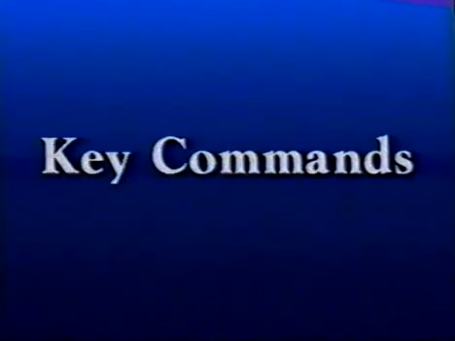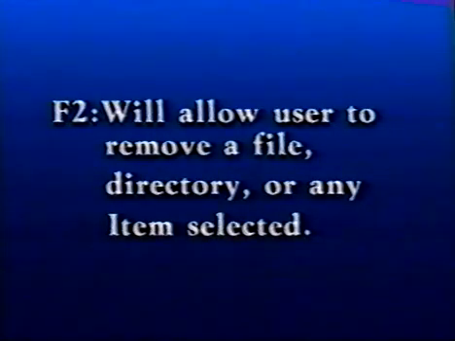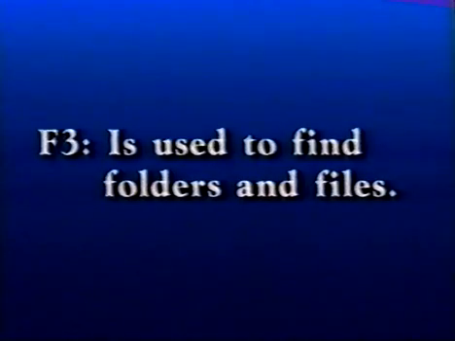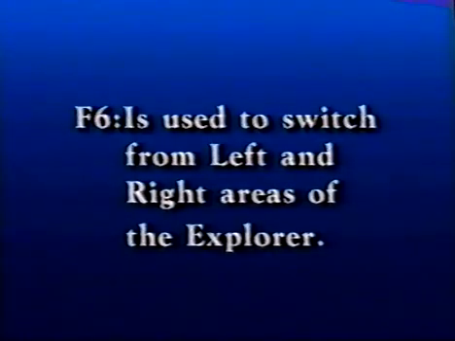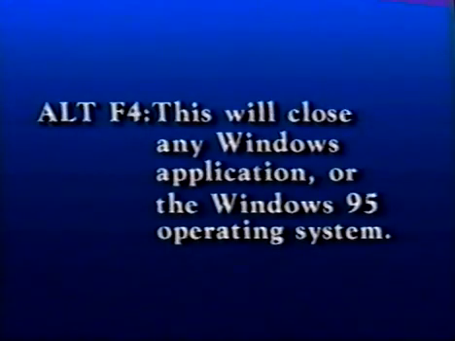Key commands. F2 will allow user to remove a file, directory, or any other item selected. F3 is used to find folders and files. F5. This will recover a window in My Computer and Explorer. F6 is used to switch from left and right areas of the Explorer. Alt F4. This will close any Windows application or the Windows 95 operating system.